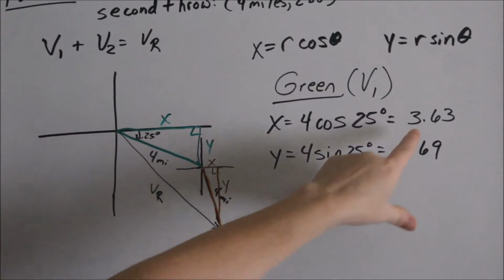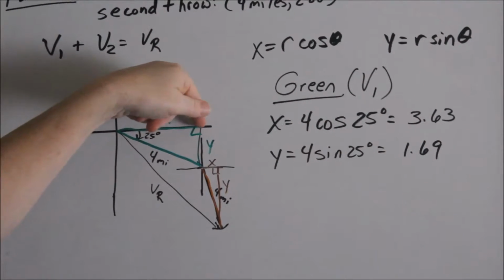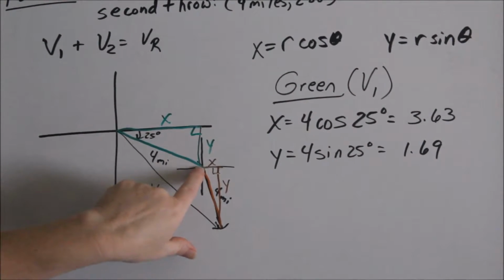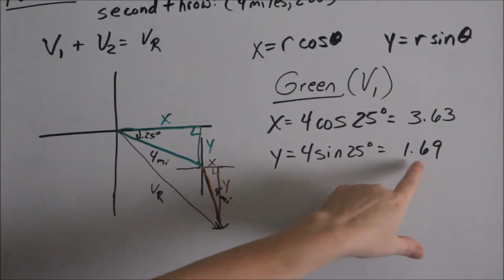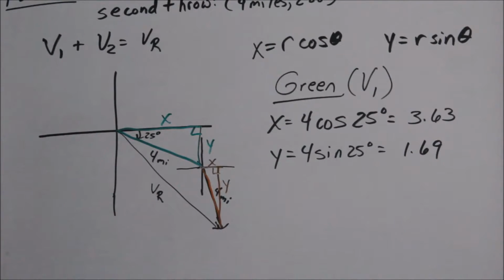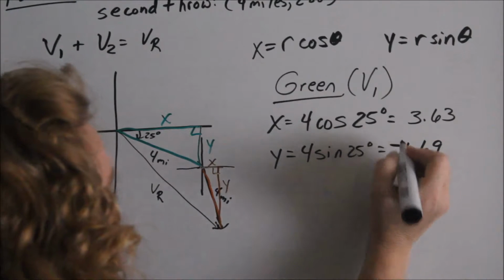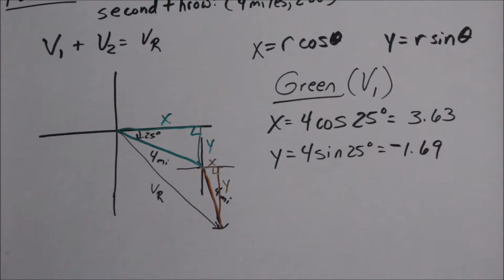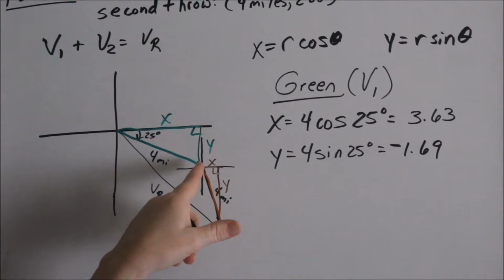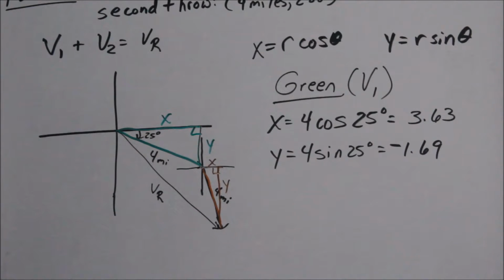But the one thing to notice: if I start at the origin, I went in the positive x direction, so this number should be positive. Then I went in the negative y direction to get to this point right here, so this needs to be negative. This is why it's important to draw a picture. You need to make sure that your numbers match your graph, match your picture.